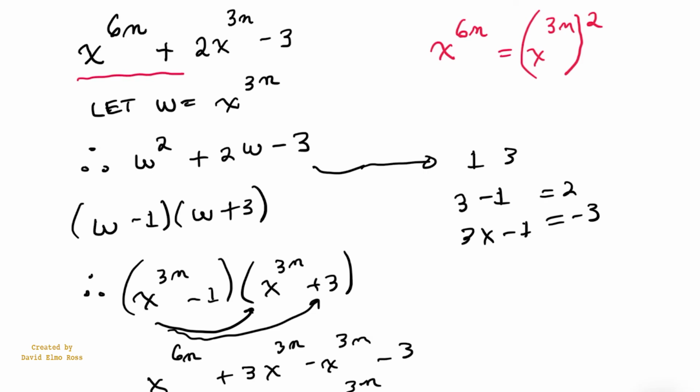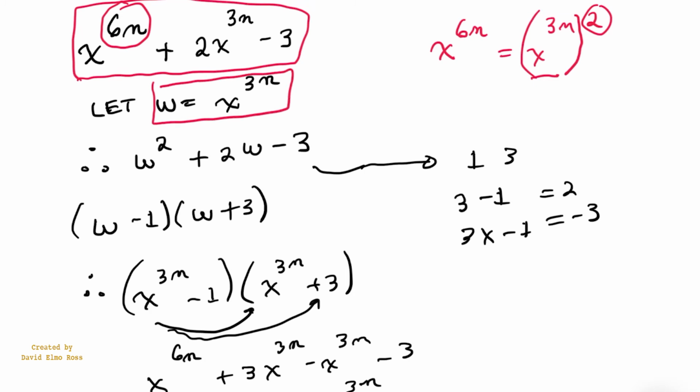Let's see if we can factor this expression here. First thing that you have to realize is x to the 6n is really x to the 3n squared. So let's let w, an intermediate variable, equal x to the 3n. Then I think you can see that w squared will be this term here, and 2w will be this term here, and finally minus 3 we just have here.